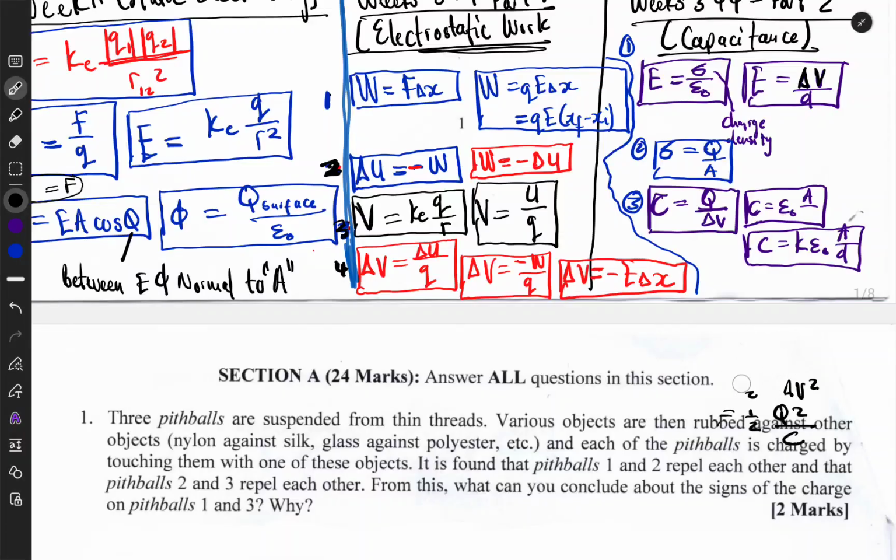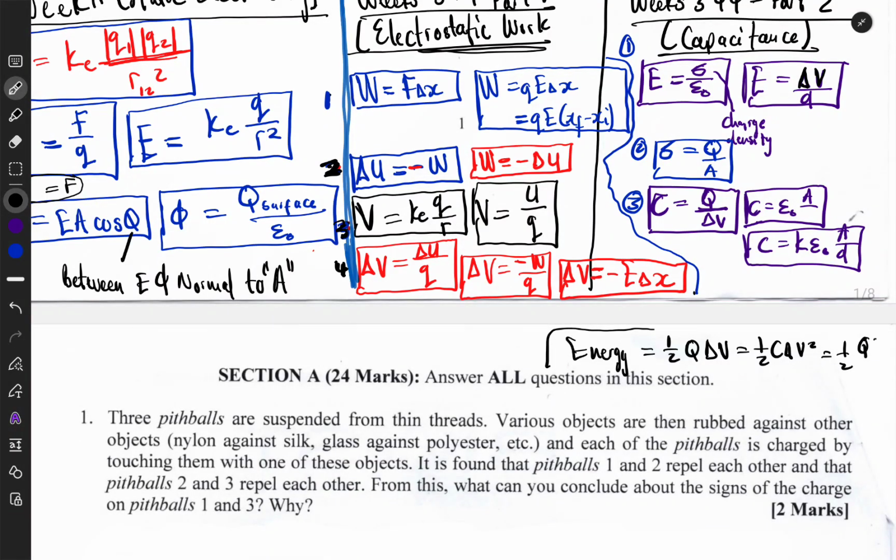So let's put it again. I don't know if I have space. So I can say energy stored in a capacitor. This is for capacitance. It will be half of Q delta V, or half of C delta V squared, or half of Q squared over C. And you are done.